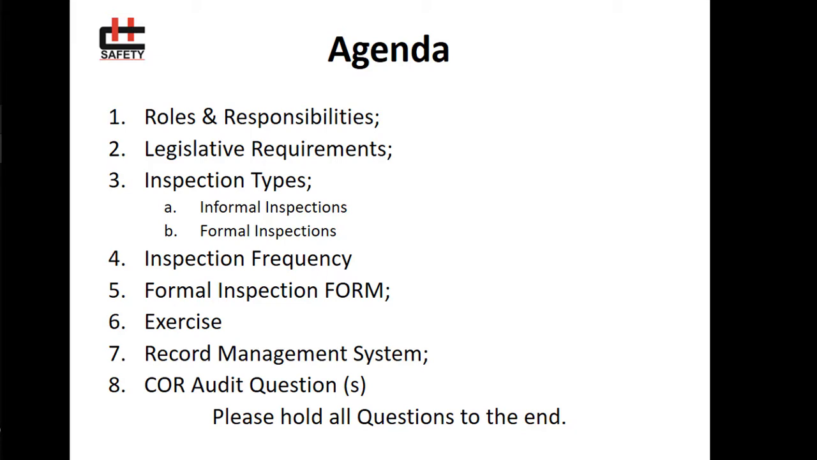This is our agenda. First, we're going to begin by discussing the roles and responsibilities of all workplace parties. Next, we're going to talk about the legislative requirements. From there, we'll move into the inspection types. At Harbridge and Cross, we have two types of inspections, an informal inspection and a formal inspection. From there, we'll talk about the inspection frequency of all workplace parties. Next, we'll talk about the formal inspection form, go through an exercise, and then talk about our record management system, which will house and archive all of our inspection forms. There will be core audit interview questions at the end of the presentation, so please hold all your questions until then.